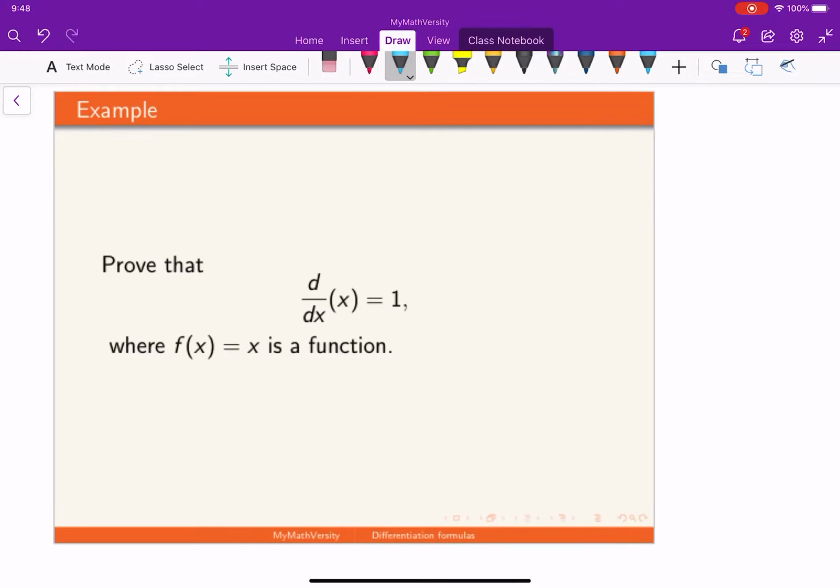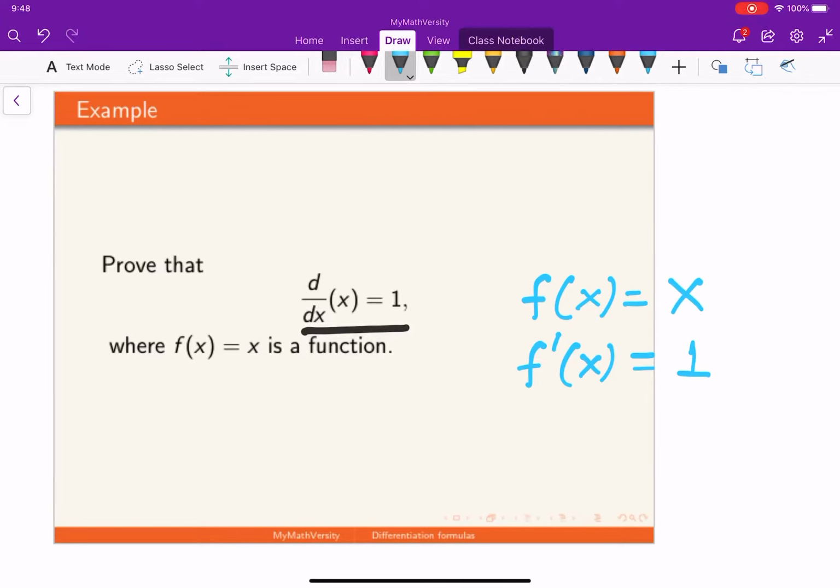So here we are given a function f of x equal to x, an identity function. Our goal is to show that the derivative of this function with respect to x is actually equal to 1. That means we need to show that f prime of x, which is the derivative of the function with respect to x, is equal to 1. So let's try to show that.